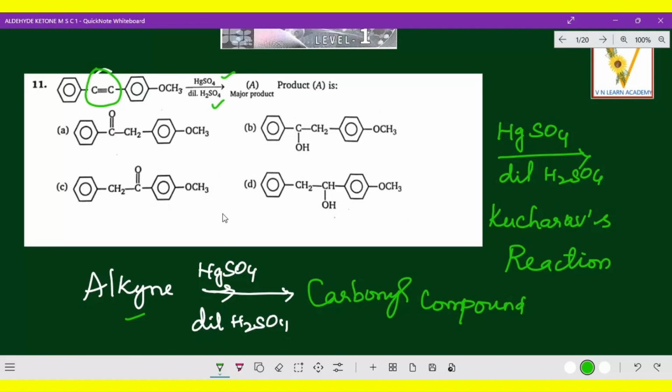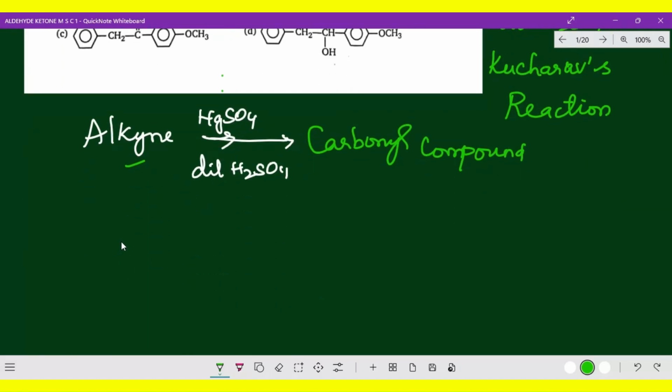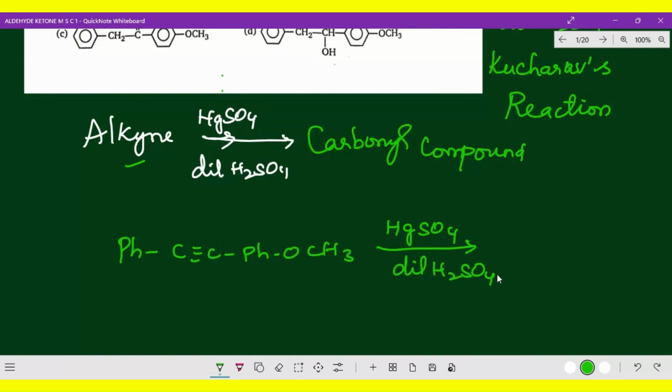Here, as we observe, Ph is there: Ph, C triple bond C, Ph-OCH3. This compound undergoes the reaction with HgSO4 along with dilute H2SO4 hydrolysis. This HgSO4 is going to break the triple bond. So you will get Ph, that is phenyl, and C double bond C, here Ph-OCH3.